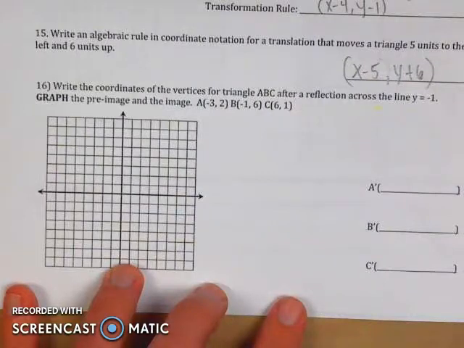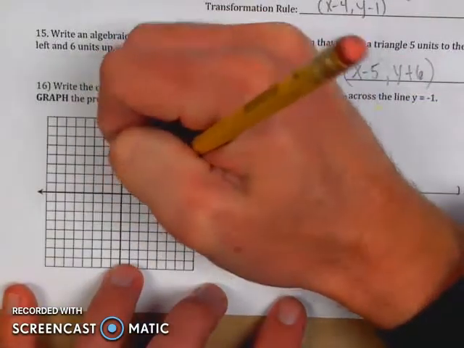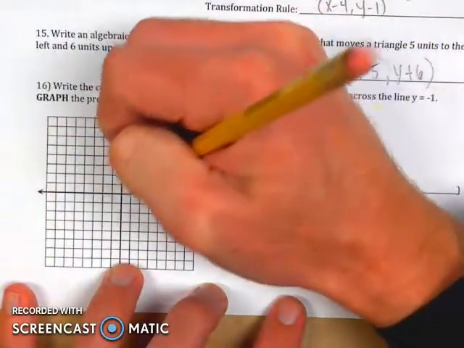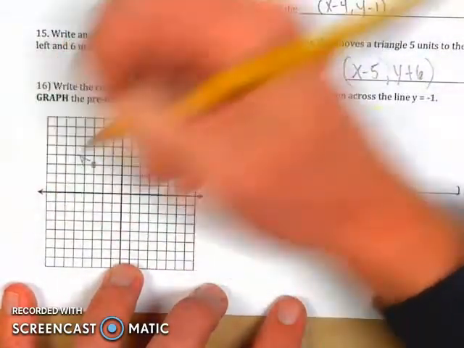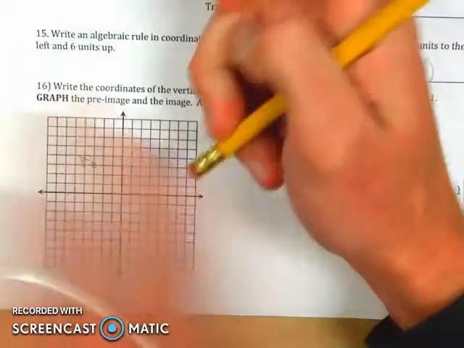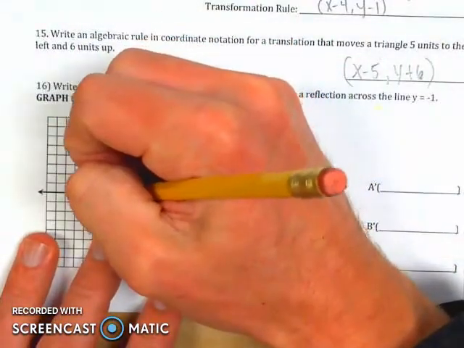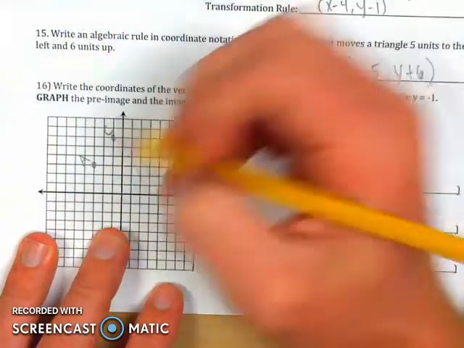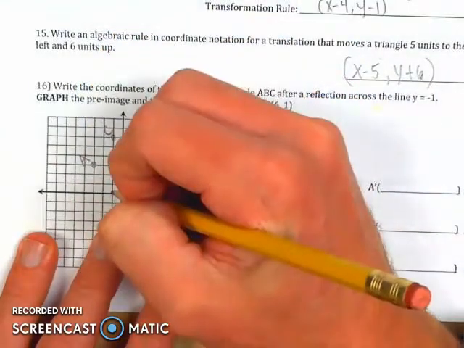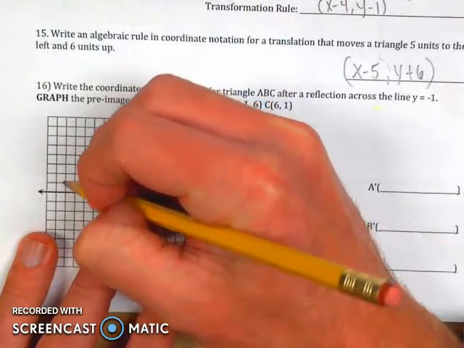Okay, write the coordinates of the vertices for triangle ABC after reflection across y equals -1, graph the preimage and the image. So if we have the preimage here, (-3, 2). That's over here. That's A. And then we have (-1, 6). 1, 2, 3, 4, 5, 6 is C. And (6, 1).